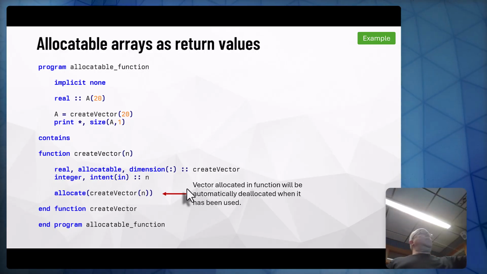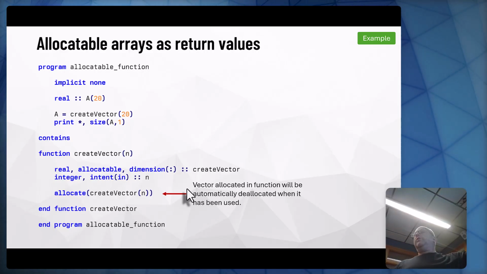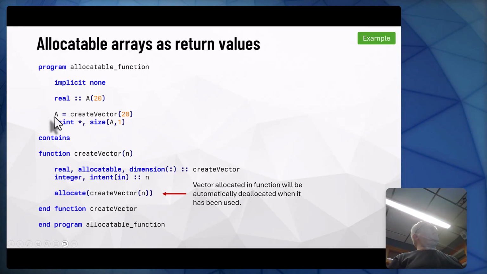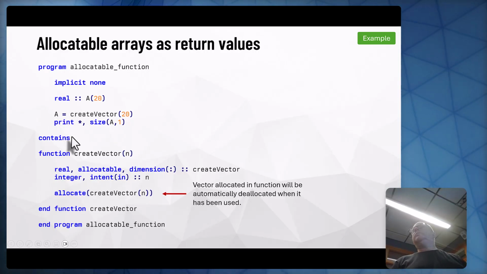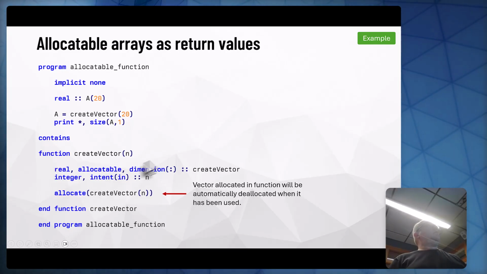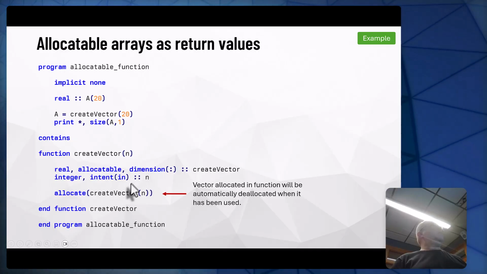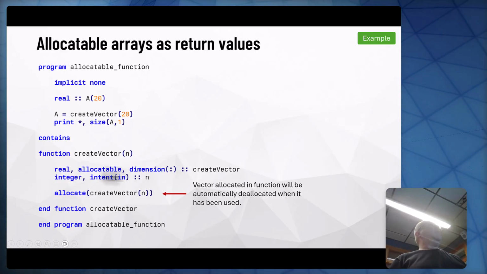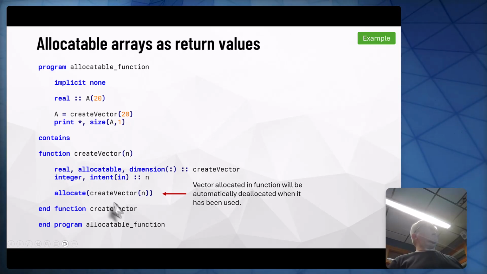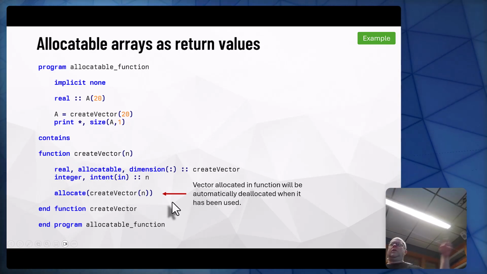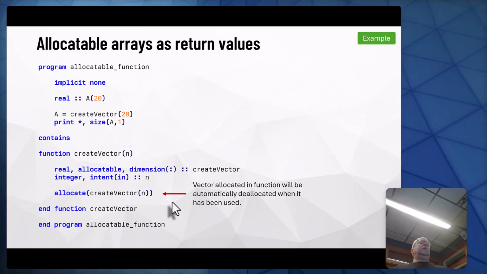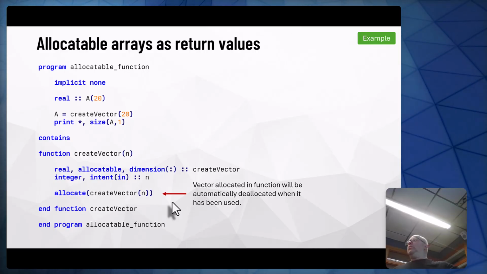You can also do it for return values in functions. You can actually create a really nice factory method that returns an allocated array. You can see here allocate create vector, and I have this dimension, a single one-dimensional array, that is the data type of my function. This was something that I showed in my classes for several years, and it was not implemented in most of the compilers, but now it works.